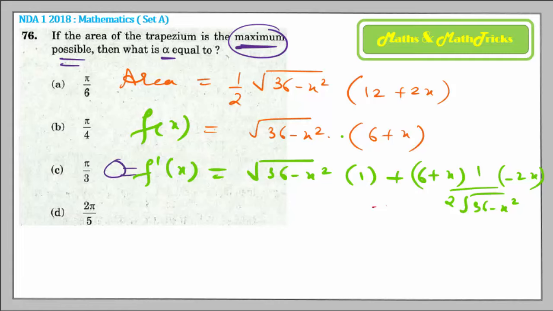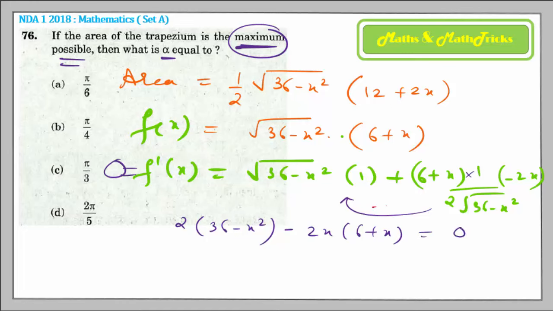I'll get the denominator portion equal to 0 there, and if I simplify, I'm going to get 2 into 36 minus x square, because this will get multiplied with this, minus this 2x into 6 plus x. Hope you are understanding the simplification part. So this is how it is going to be equated to 0. So how much then? 36 2s are 72 minus 2x square minus 12x minus 2x square equals 0.